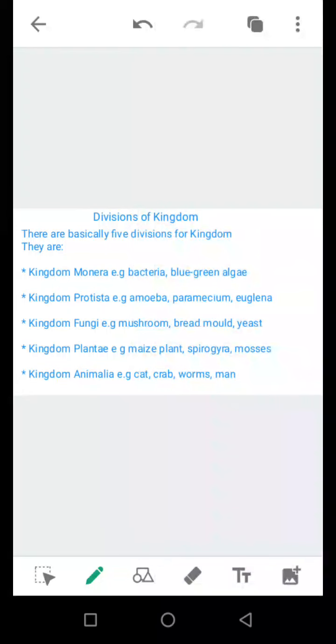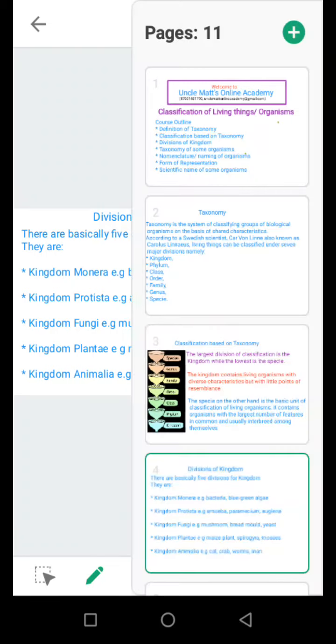Then the last but not the least is the kingdom Animalia. We should be familiar with that. Man is regarded as higher animal, so we still belong to the kingdom Animalia. So examples of organisms under the kingdom Animalia, we have man, we have worms, we have crab, we have cats, fish, and so on. The list is endless.